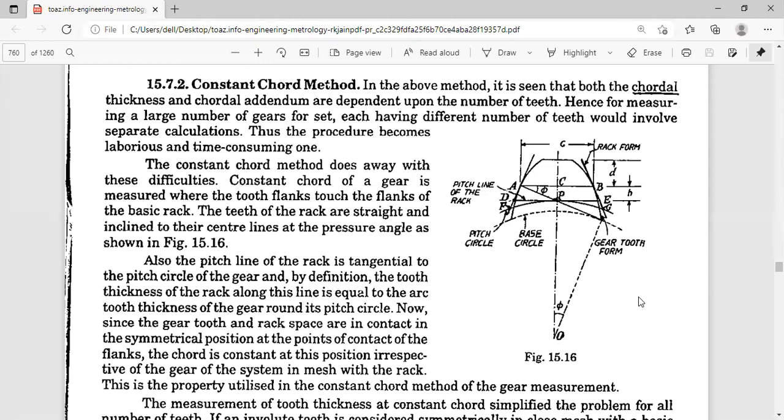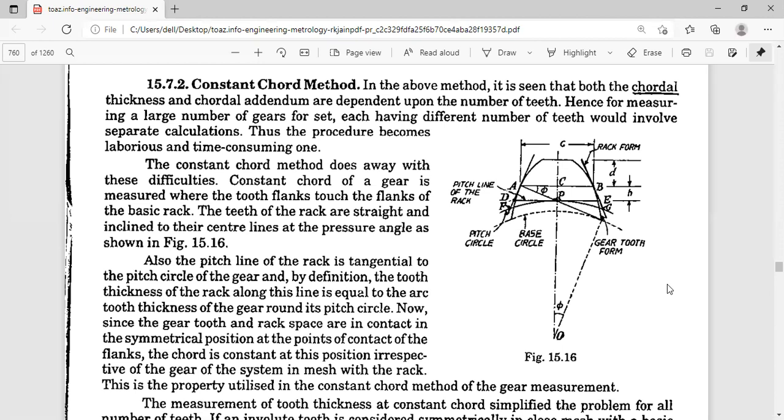That you can defend. What is the advantage of the constant chord method over the chordal thickness method? Here the teeth of the rack are straight, and whatever this H or D is, it is applicable only for straight tooth gears. Just try to remember. Also, the pitch line of the rack is what we are discussing, because exactly at the pitch line we have to measure the gear tooth thickness. This is tangential to the pitch circle of the gear. You know the words tangent and normal, so you don't have to explain, because you might have studied that in EG.